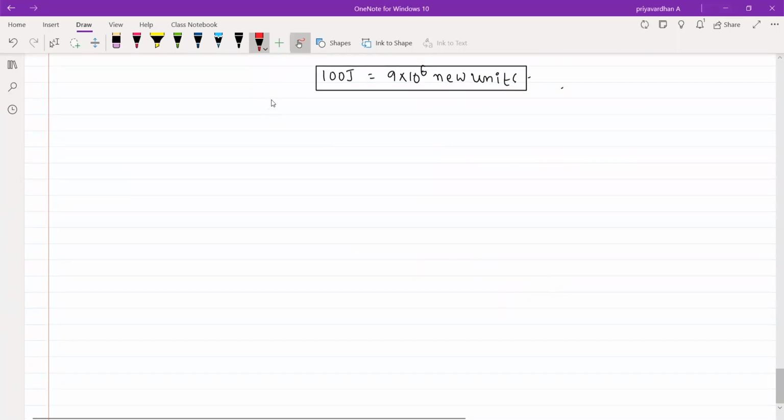But today we'll try to check the consistency of an equation. To check the second application, that is, consistency of an equation.